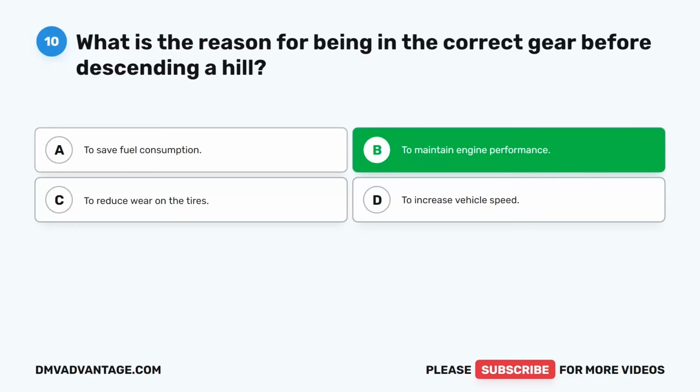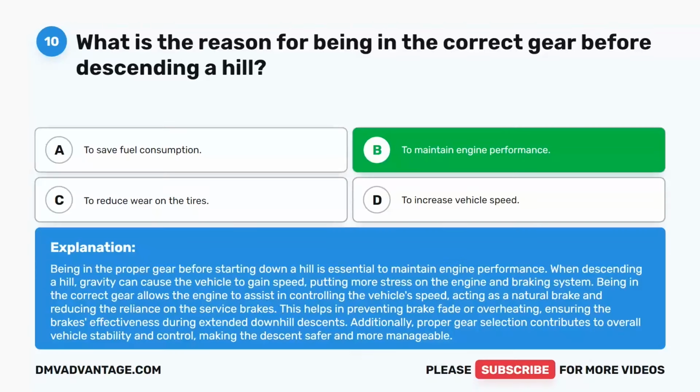To maintain engine performance. Being in the proper gear before starting down a hill is essential to maintain engine performance. When descending a hill, gravity can cause the vehicle to gain speed, putting more stress on the engine and braking system. Being in the correct gear allows the engine to assist in controlling the vehicle's speed, acting as a natural brake and reducing the reliance on the service brakes. This helps in preventing brake fade or overheating, ensuring the brake's effectiveness during extended downhill descents. Additionally, proper gear selection contributes to overall vehicle stability and control, making the descent safer and more manageable.